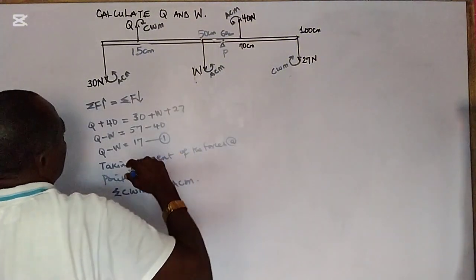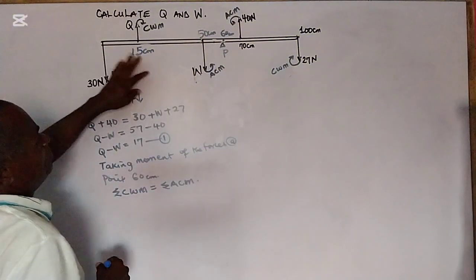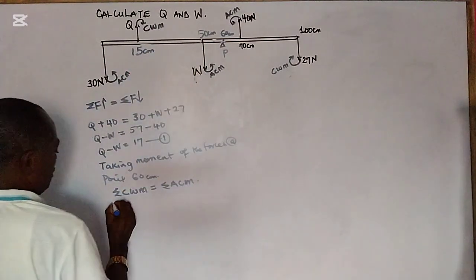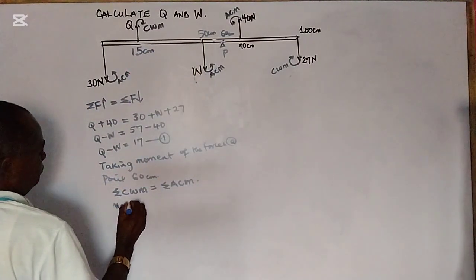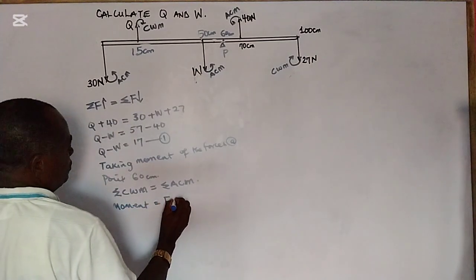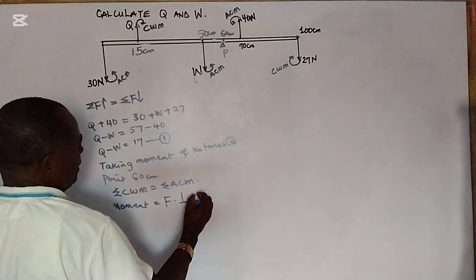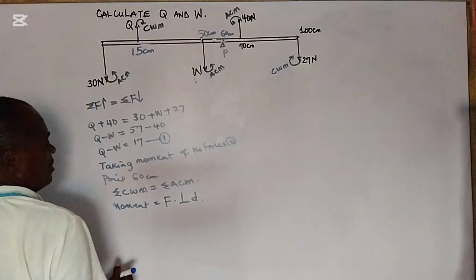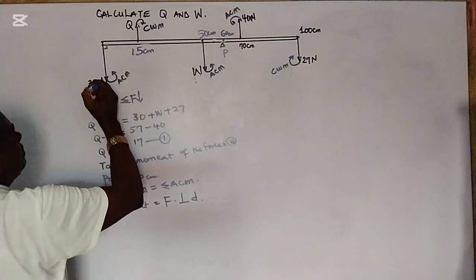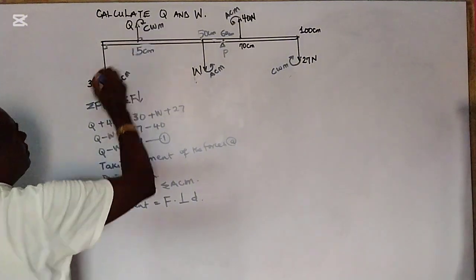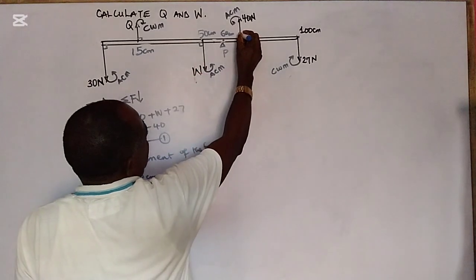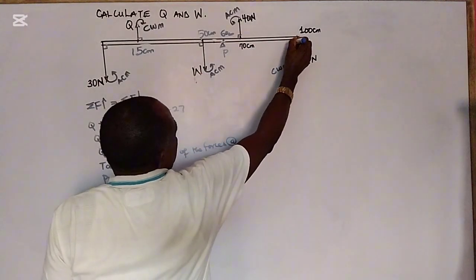So how do we take the moment of these forces? How do we define a moment? The moment of a force is defined as the product of the force and the perpendicular distance. This sign means perpendicular. So this is perpendicular to this line. This is perpendicular to this line. This is perpendicular to this line. This is perpendicular to this line. And that is perpendicular to this line.